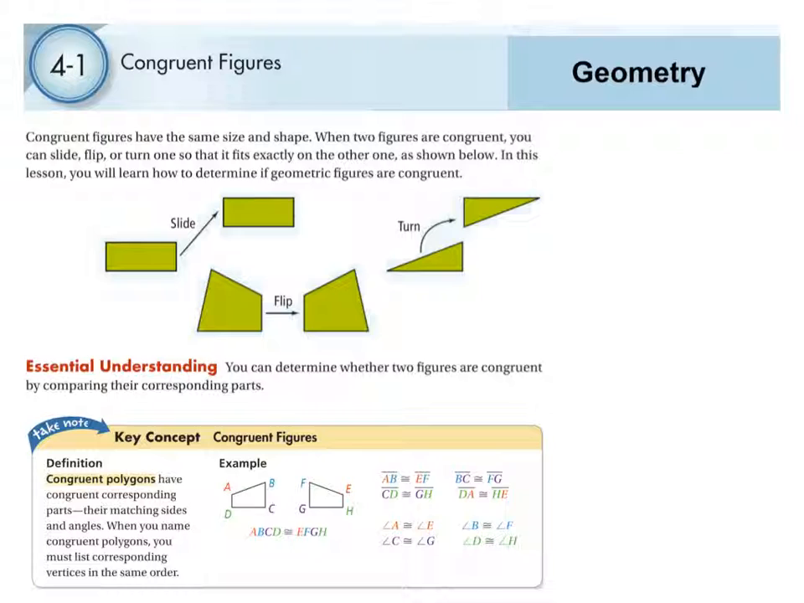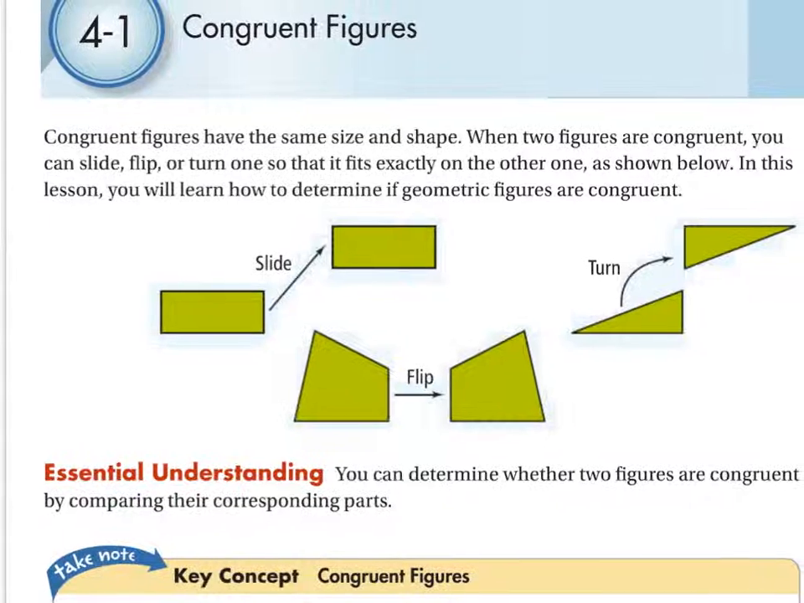Same size, same shape. That's what congruent means. So congruent figures or congruent polygons are going to be polygons that have the same size and same shape. It does not matter which way they are turned. They don't have to be facing the same way. For these two triangles up here on the board, they don't have to be both looking like that.